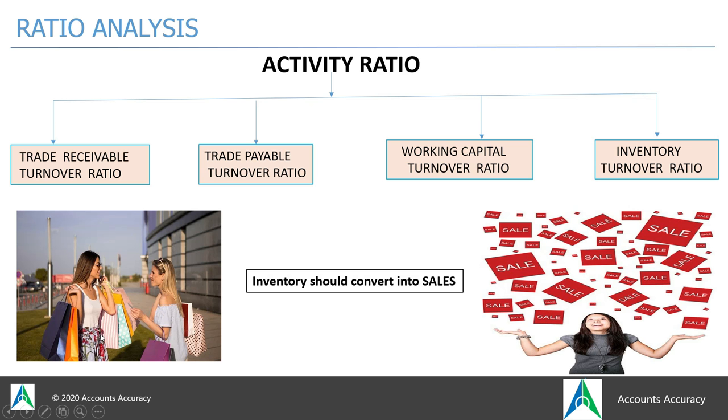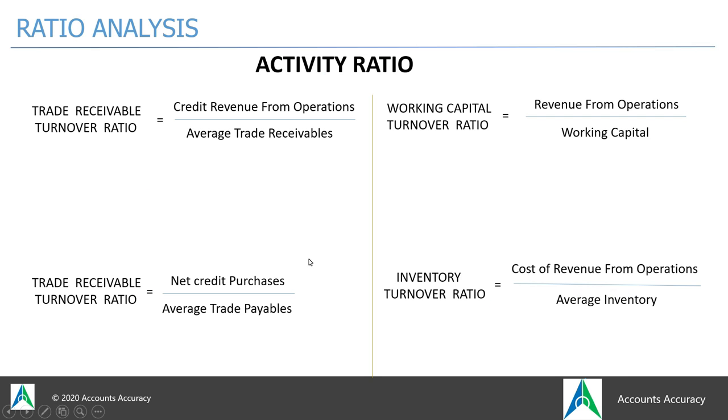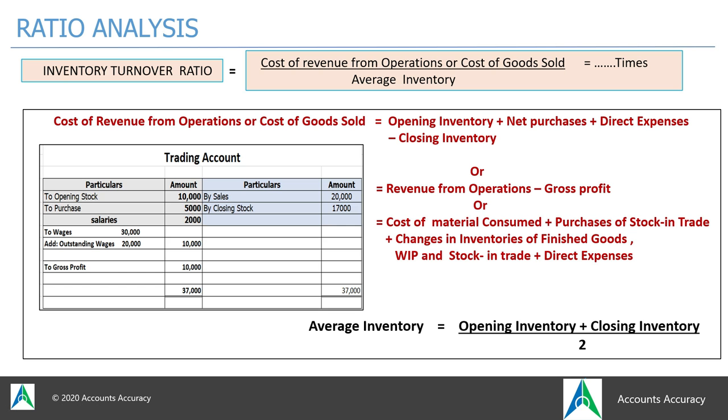Now you must see that activity ratios are of four types. The first one is trade receivable turnover ratio, then trade payable turnover ratio, working capital turnover ratio, and inventory turnover ratio. As I told you, an entrepreneur's main aim is to turn inventory quickly into sale, because as quickly as the inventory will be sold, they will start earning the profit. Now these are the formulas of activity ratio. We are going to discuss each of these along with the sums. Let's start with inventory turnover ratio.